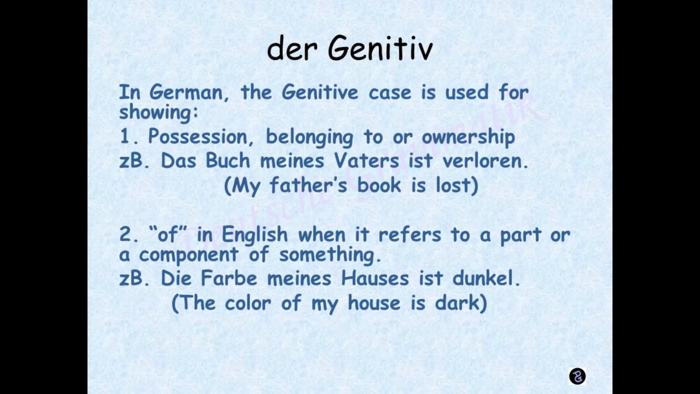The next case is when we want to use "of" in English if it refers to a part or a component of something. For example, die Farbe meines Hauses ist dunkel. Here we want to show the color of my house, so we are using the genitive case.